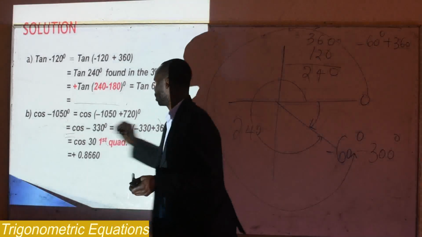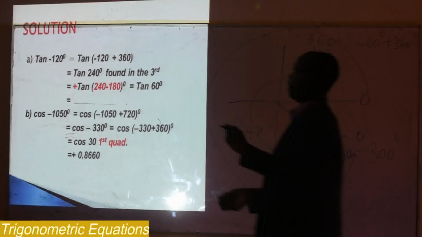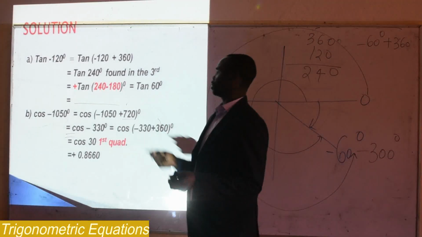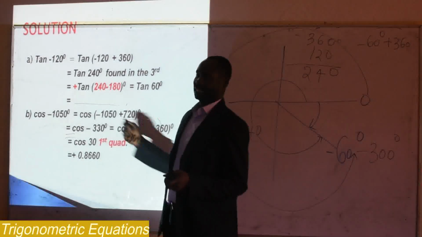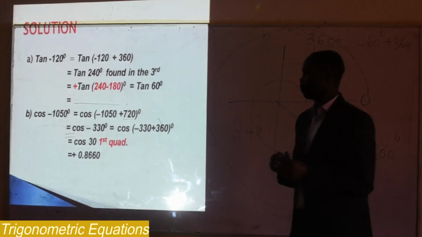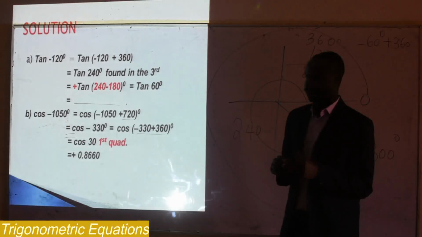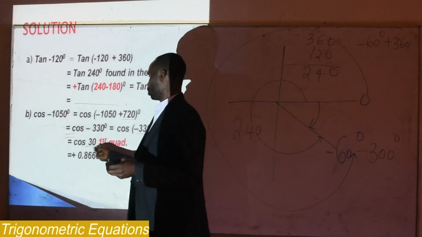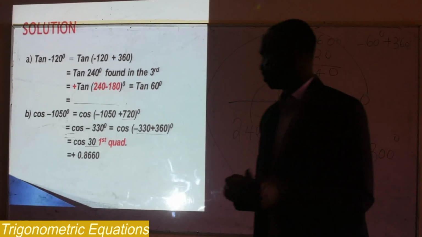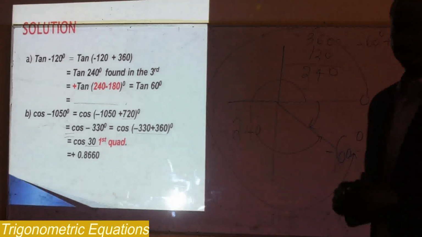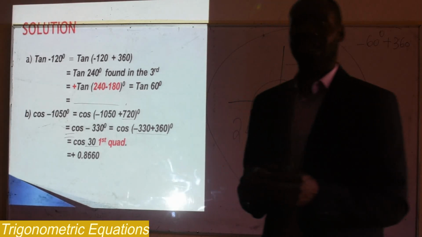So when we calculate tan negative 1050, it is more than 2 cycles, so you add 720, so you will have tan negative 330. Still, it's not positive, so we add another 360, so that this angle here is positive. When it's positive, it is cos 30, and cos 30 is in the first quadrant, and in the first quadrant, all angles are positive, so that is a positive 0.8660. We now move to where my students have a lot.